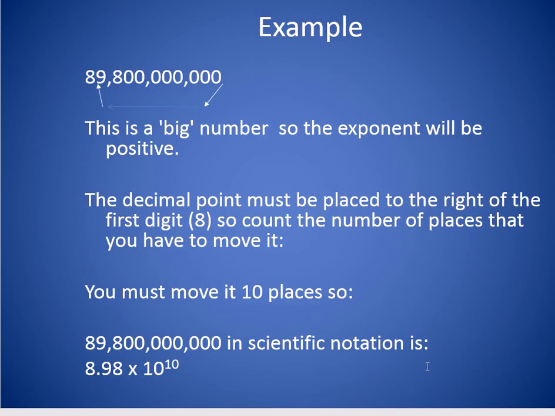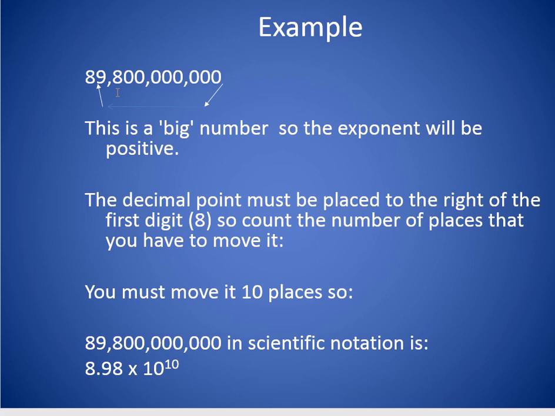All right, let's say we have this number, 89,800,000,000. This is a big number, obviously. So we're going to say that the significant figures end right here at this 8. And so I'm going to say there are 3 significant figures in this value. But I had to put the zeros on there to tell me how big the number was. But I want to show it as 3 significant figures.